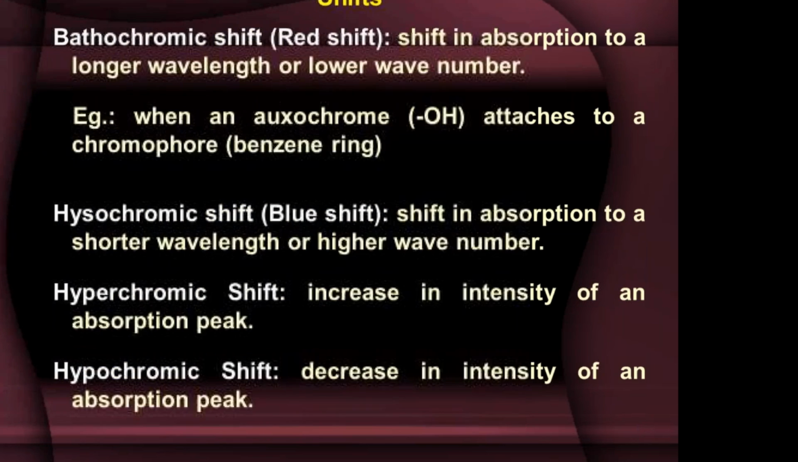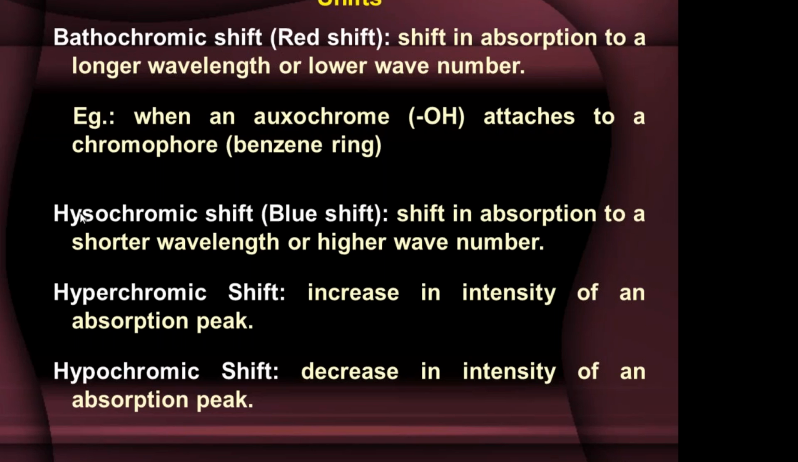So now I also mentioned some shifts. So what are these shifts? You have bathochromic shift, hypsochromic shift, hyperchromic shift, and hypochromic shift. Bathochromic shift is a shift in absorption to a longer wavelength or lower wave number. This happens when an auxochrome attaches to a chromophore. Same thing, benzene ring, you attach OH, that is you get phenol. You will see that the peak will shift to longer wavelength.